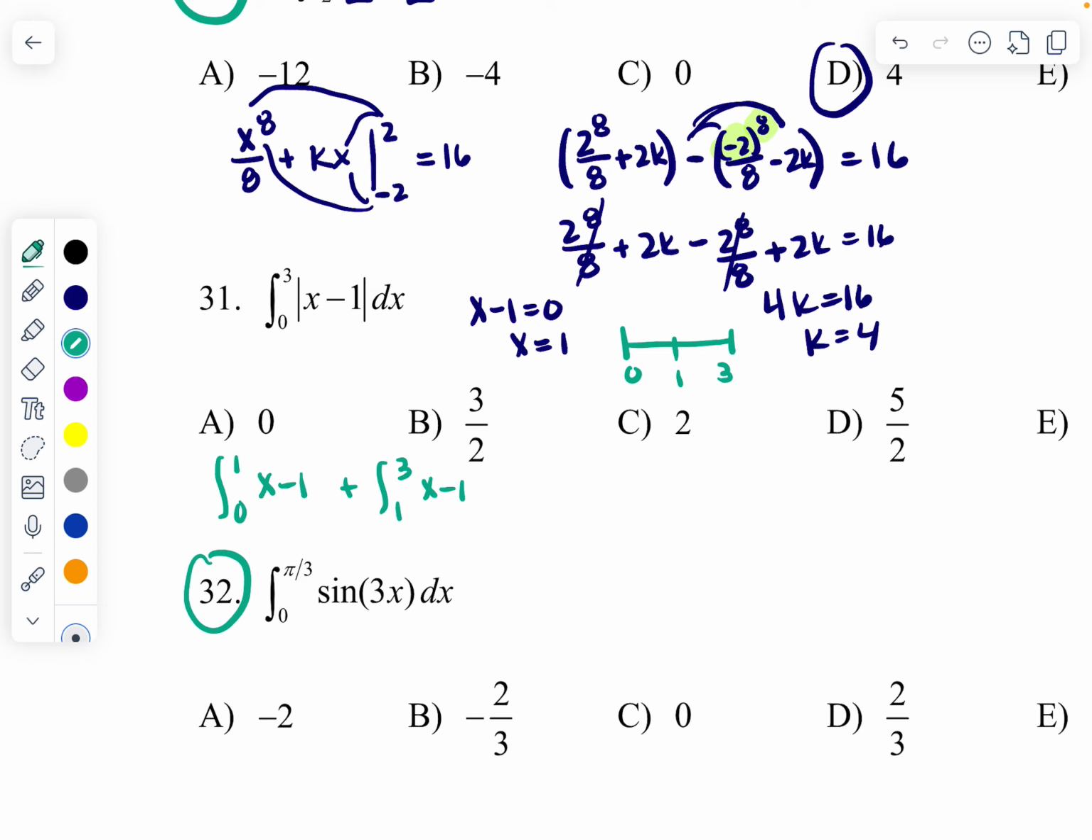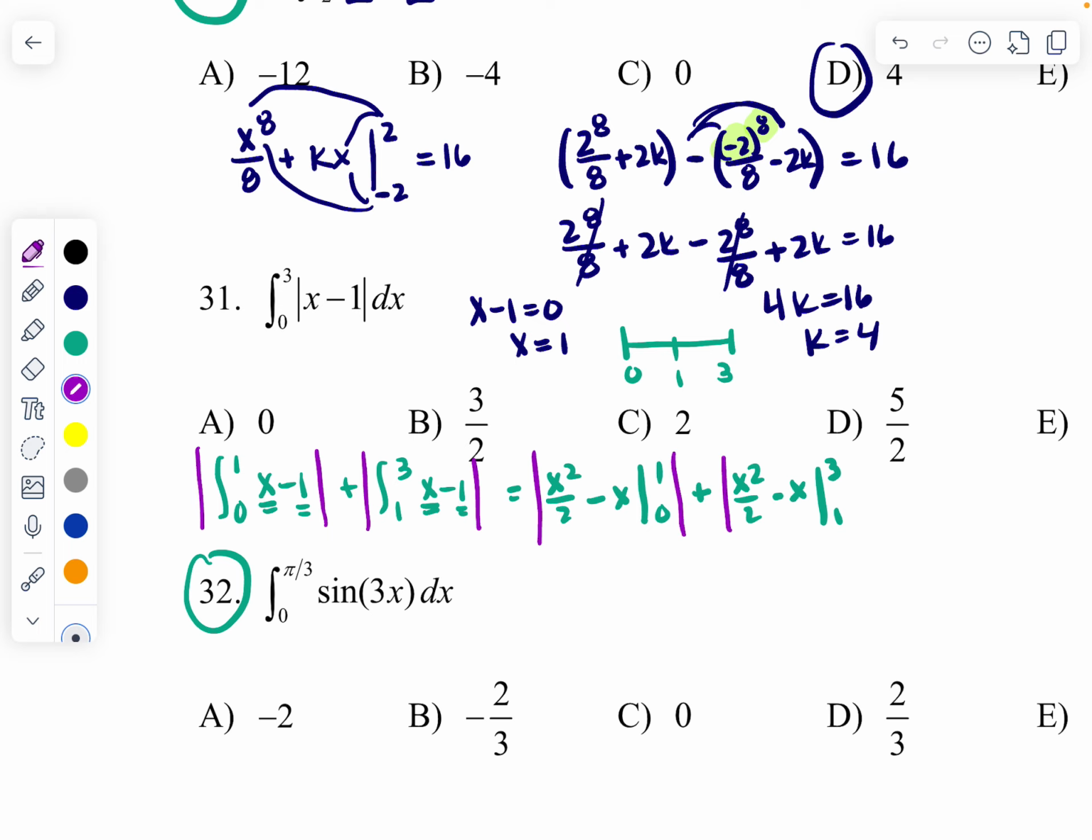But remember, because this is absolute value, I need to take the absolute value of each of these after I evaluate them. Okay, so finding the first integral there, the integral of x is x squared over 2 minus the integral of 1 is just x. And that's being evaluated from 0 to 1. And then plus, again, this is going to be x squared over 2 minus x. It's the same equation, so it's going to be the same integral, but then the boundaries are different, from 1 to 3. And again, remember, I'm going to have to take the absolute value of each answer.